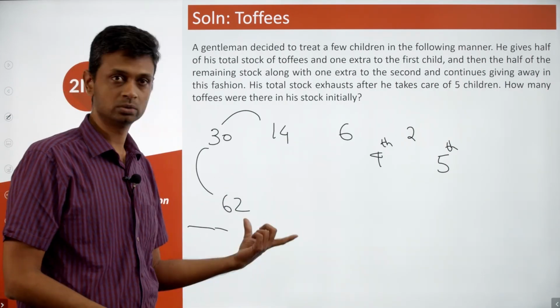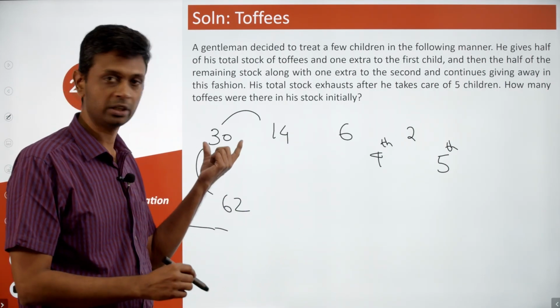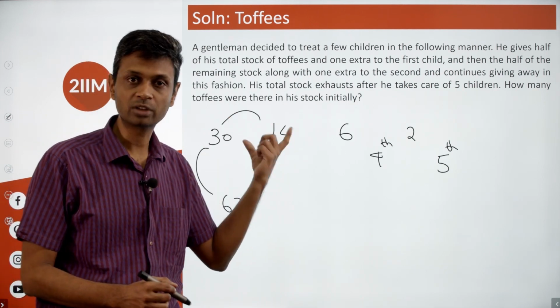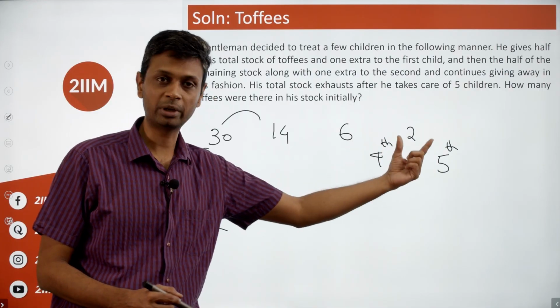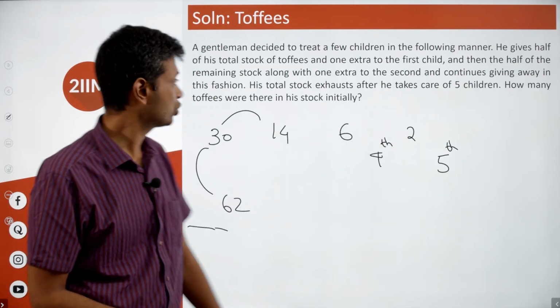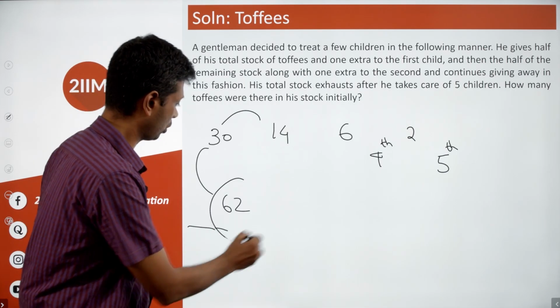He gives away 32 for the first kid. He has 30 remaining. He gives away 16 for the second kid, has 14 remaining. Gives away 8, has 6 remaining. Gives away 4, has 2 remaining. Gives away the 2. So he should have started with 62 toffees.